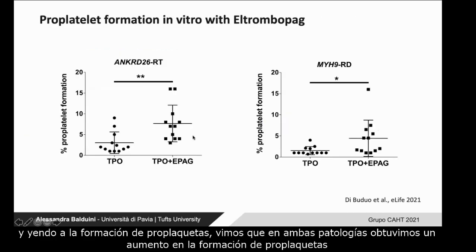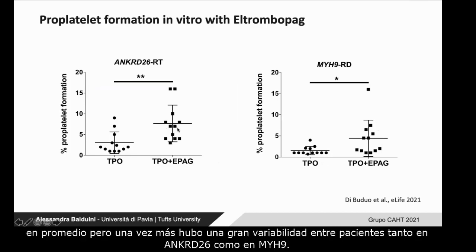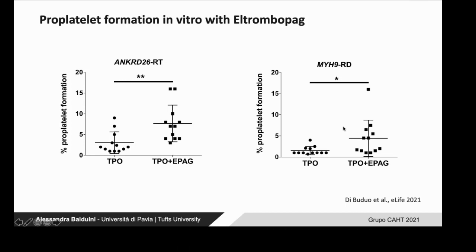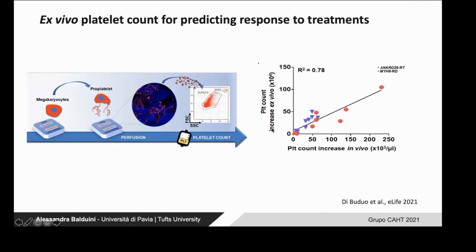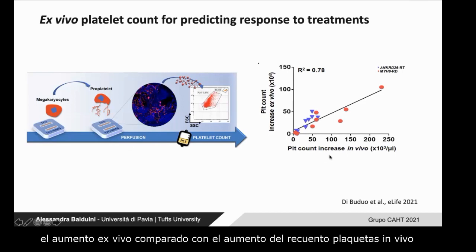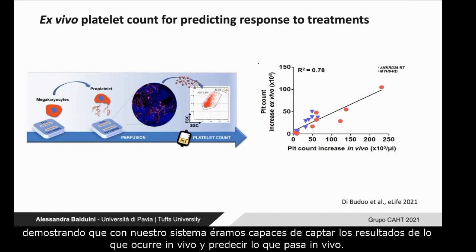And going to proplatelet formation, we saw that in both diseases we had an increase in proplatelet formation. On average, we have a median increase of proplatelet formation, but again, there was a huge variability between patients in both ankyrin 26 and MYH9 diseases. And then we compared our data with the in vivo results. As you can see here, the increase ex vivo compared to the platelet count increase in vivo. And we had a very good correlation between the two data. This demonstrated that with our system, we were able to capture what was happening in vivo, and so to predict the results in vivo.